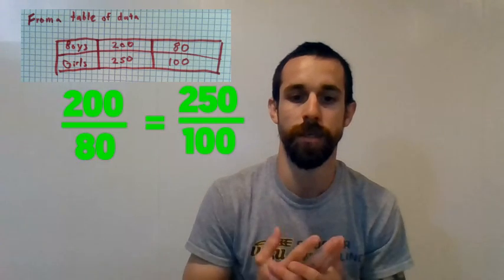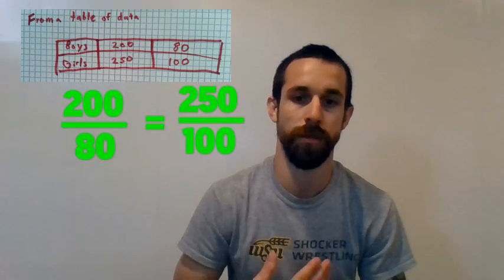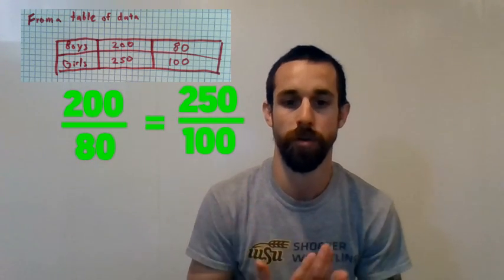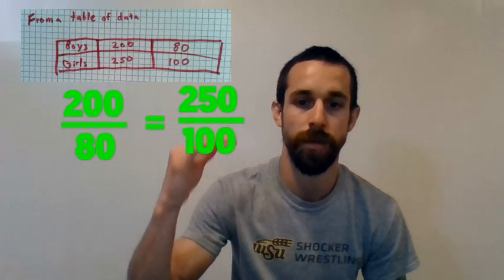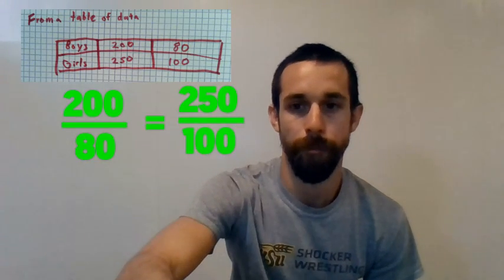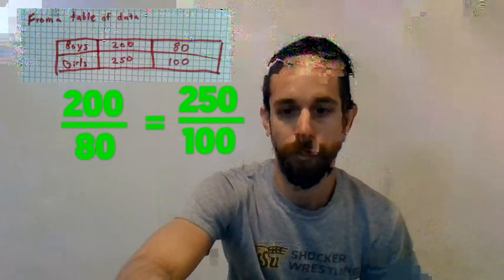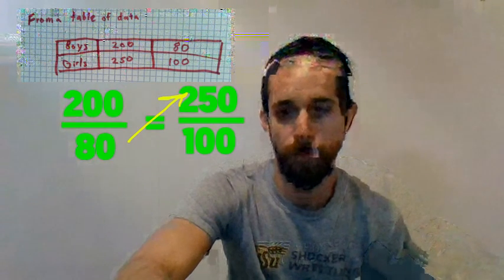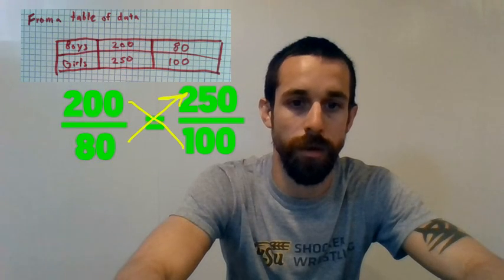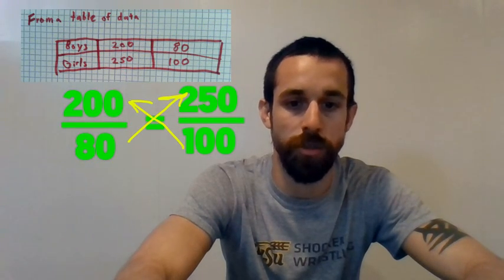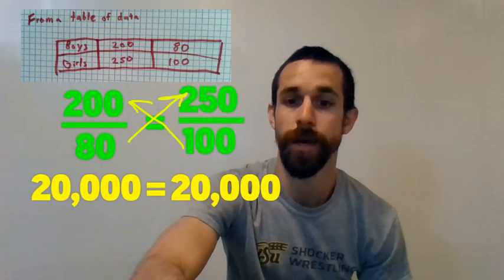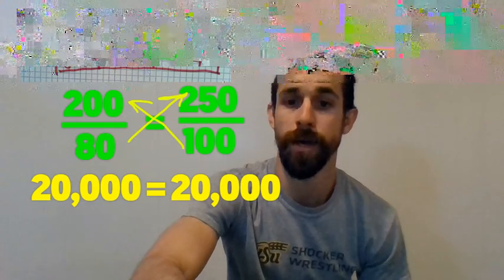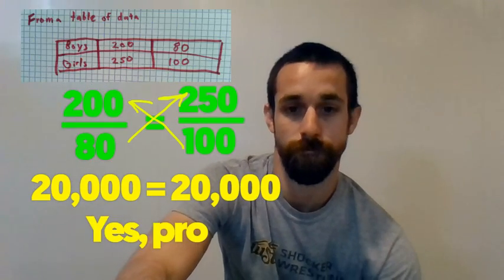Okay, you got to be consistent. If you have the boys with the boys, then on the other side of the equal sign, it has to be the girls with the girls in the same kind of way. Then we just got to do our cross multiplication, and we will find out if this is a proportional relationship. In this case, I did my cross multiplication. I got the same answer. So that means that, yes, it is a proportional relationship.